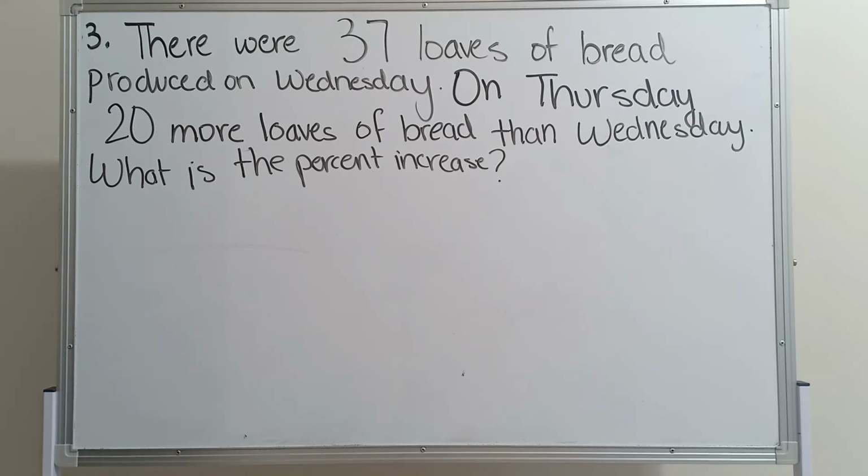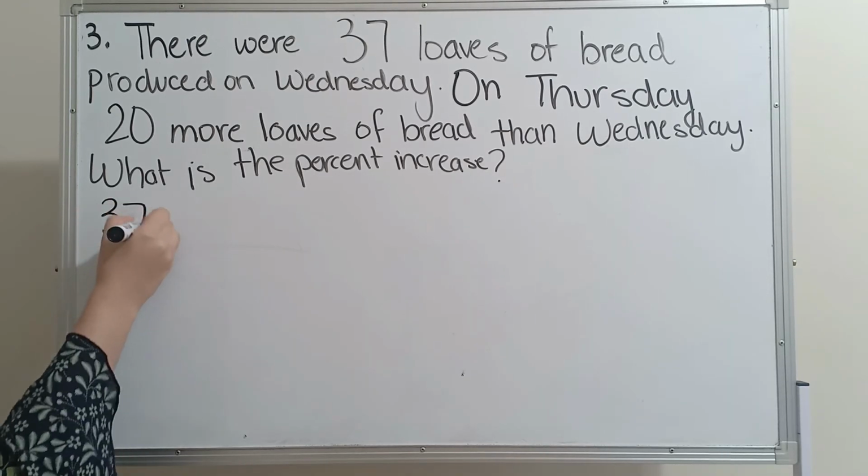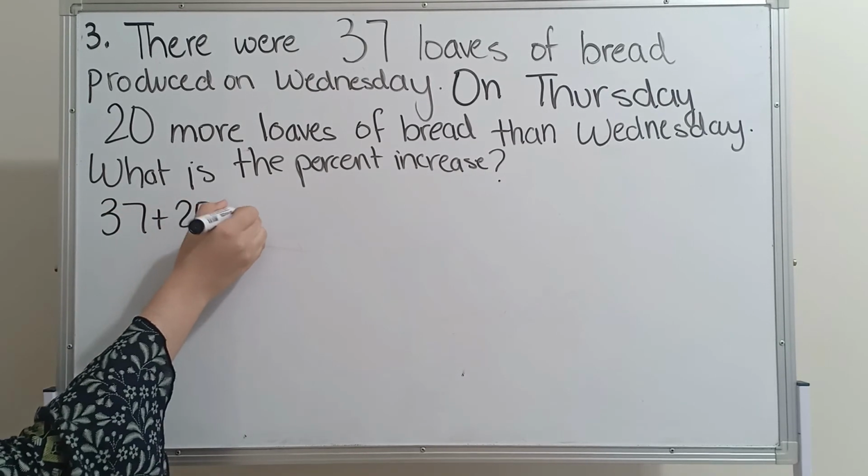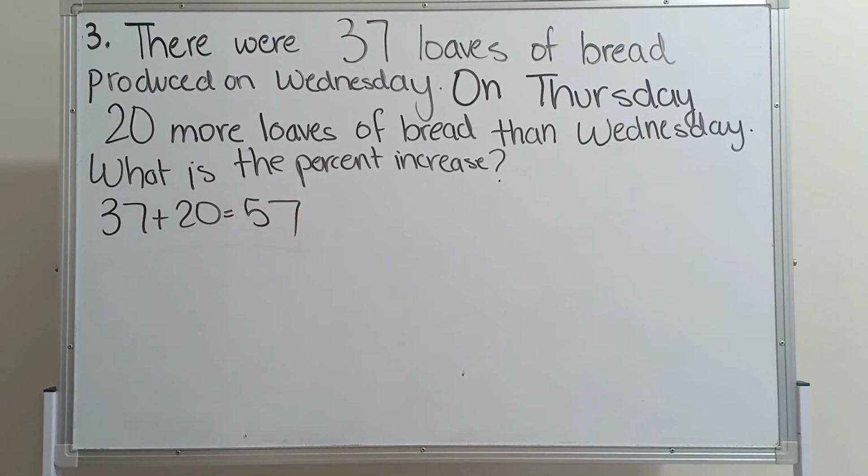So they tell us that there were 37 loaves of bread produced on Wednesday, and 20 more than those produced on Wednesday were produced on Thursday. So to find out how many were produced on Thursday, we're just going to simply add 37 and 20. So we will get 57 were produced on Thursday. What is the percent increase? So now we know that 20 more were produced on Thursday than on Wednesday.